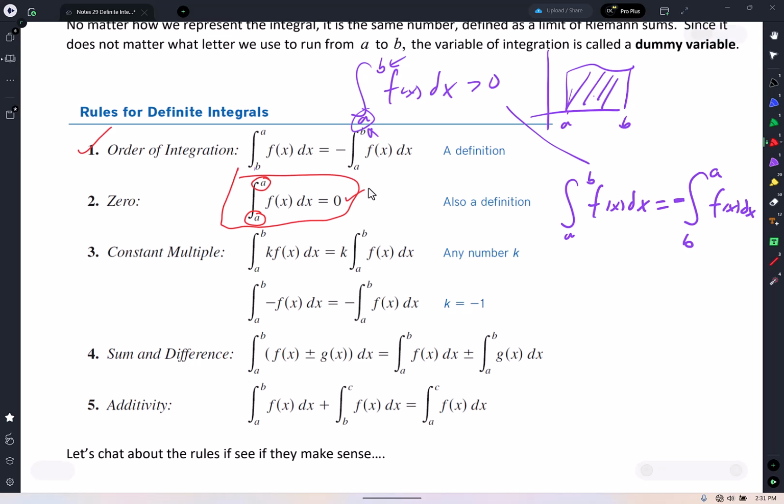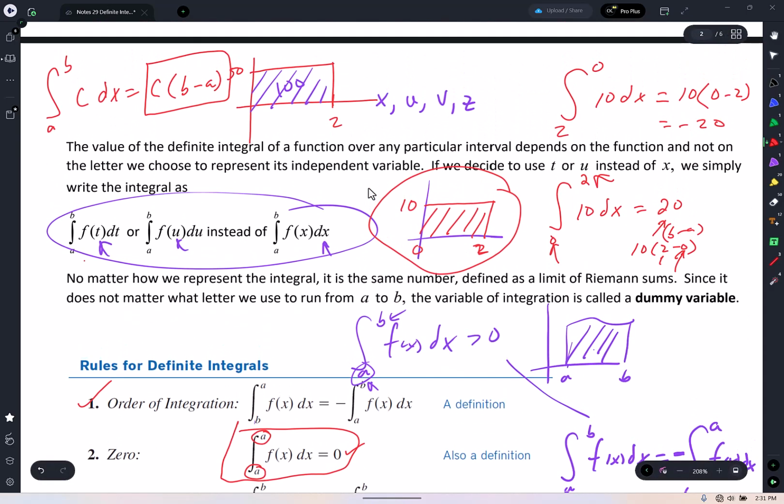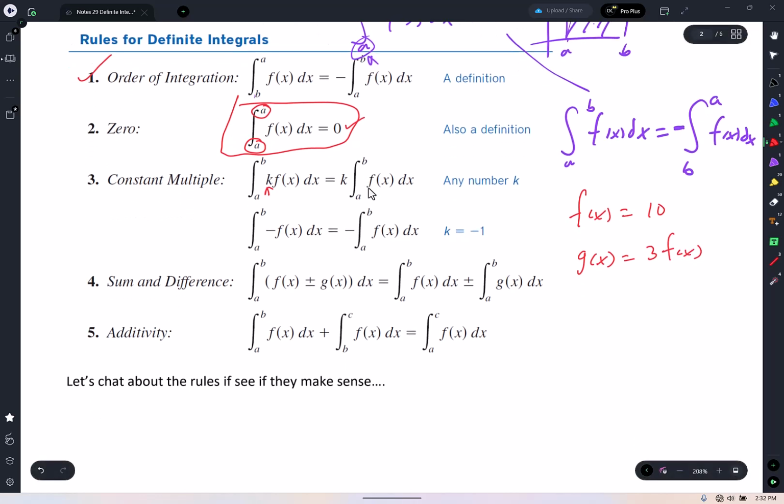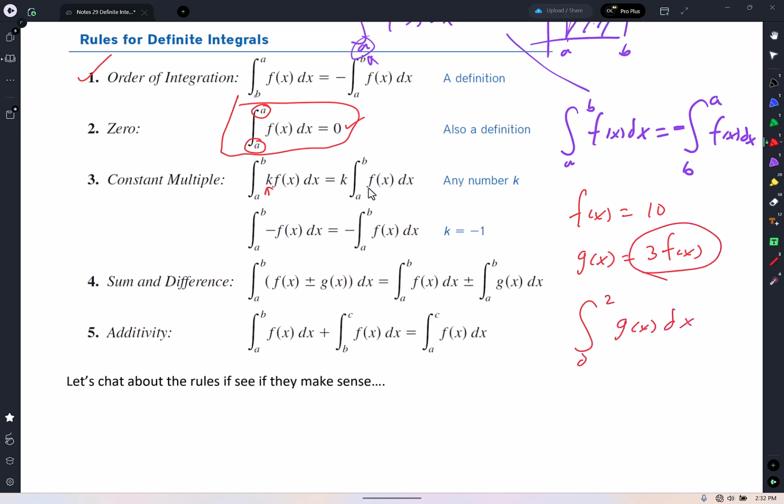This one just means you can take the constant out. So if I have a function like the top one here, see how this function was 10? It's just a linear line. So if I have, I'm going to say f of x is 10. So if I say g of x is 3 times f of x, well, that just means 30. So if I were to go integral 0 to 2 of g of x dx, well, that means this. Integral 0 to 2 of 3 times f of x dx.